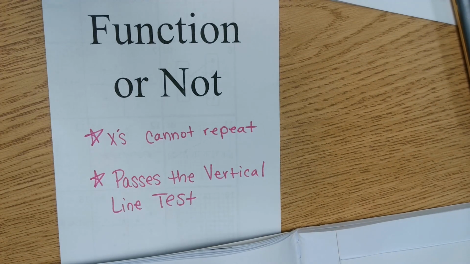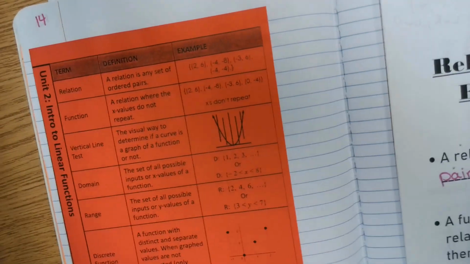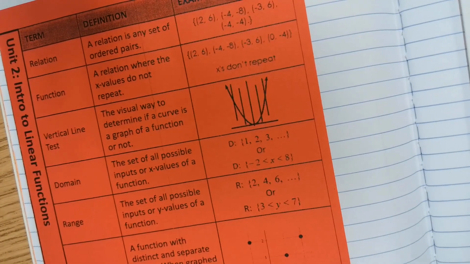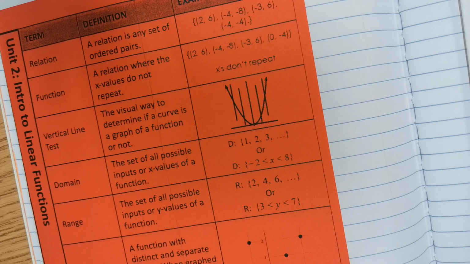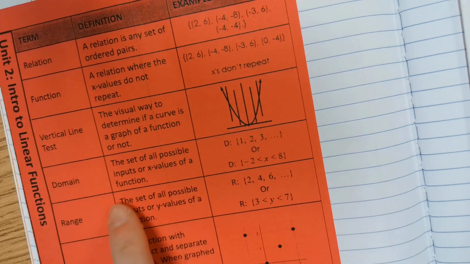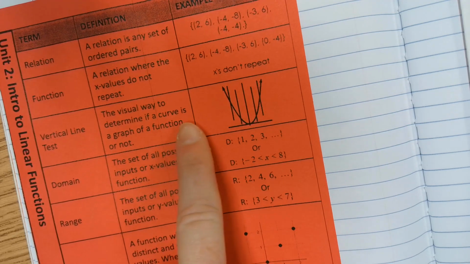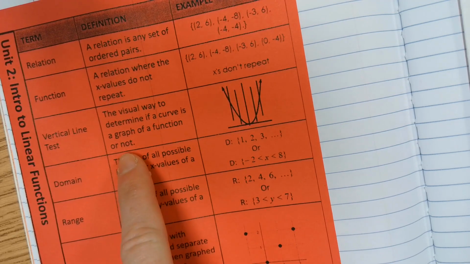Go ahead and write that down. Okay, so let's review what the vertical line test is. If you look at your vocabulary that's in your Unit 2 divider, this explains the vertical line test. It says the visual way to determine if a curve is a graph of a function or not.